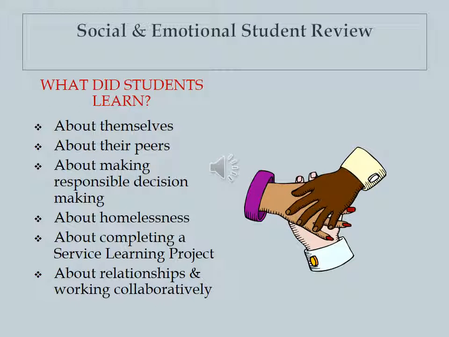A social and emotional student review is a very important aspect of the procedures and extension of the service project completion. A teacher should use a student review to gauge how her students learned through the service learning event. So what did students learn? What could they learn? The possibilities are endless, but here are some basics. First, students learn about themselves and their peers. They learn about making responsible decision choices. They learn about homelessness. They learn about completing a service learning project, the planning, the preparation, the procedures, and the follow-up work that needs to be done for completing a project like this. They also learn about relationships through working with others in the community, and they learn about the importance of working collaboratively in a group.